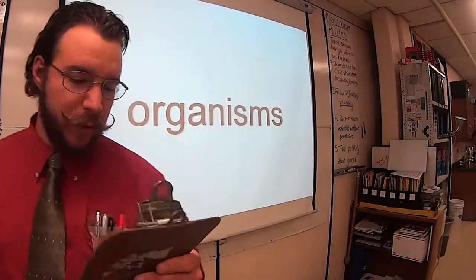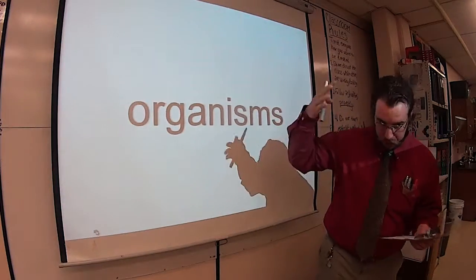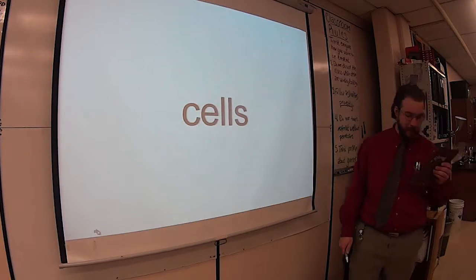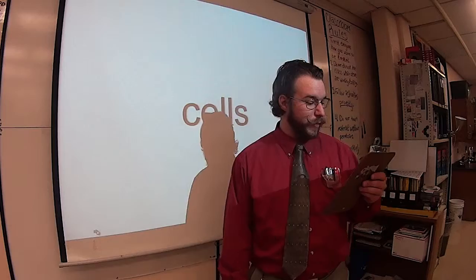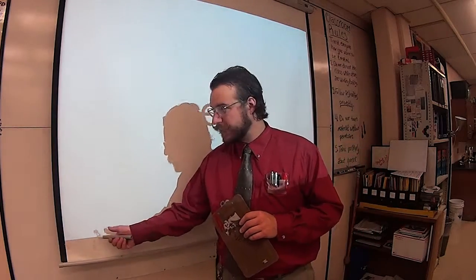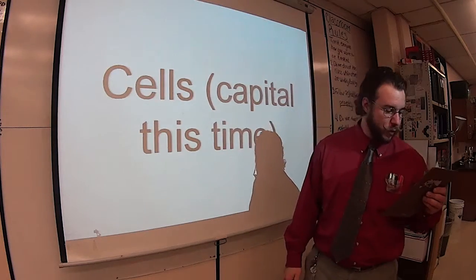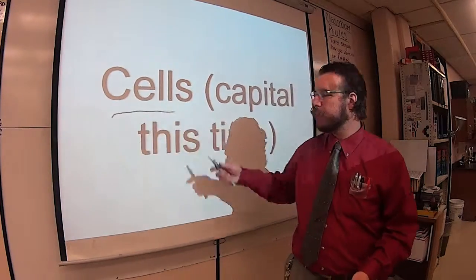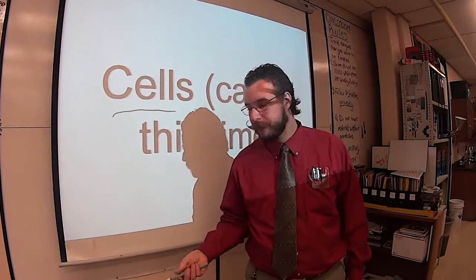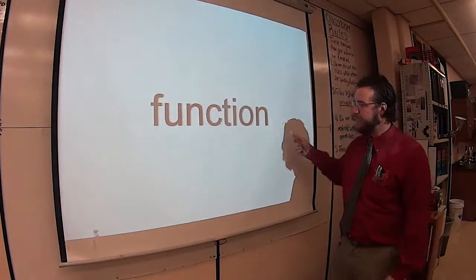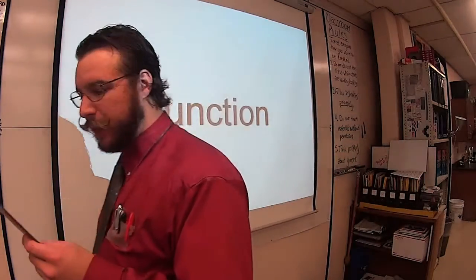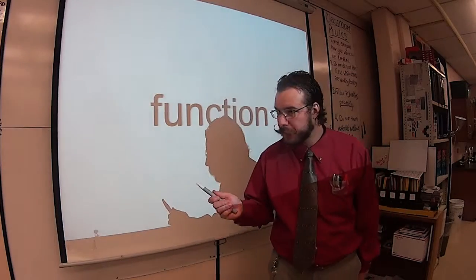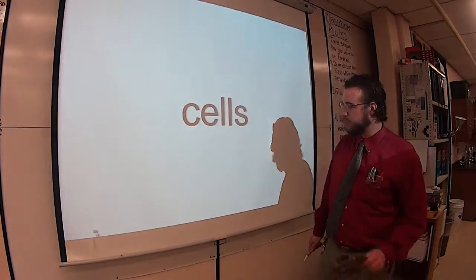Organisms must be composed of, this is our first category of life. What do they have to be made out of? That's right, cells. All living things must be made out of cells because cells are the basic unit of structure and function of living things. Cells, with a capital letter because they're starting the sentence, are the basic unit of structure and function. This is not just that they're made out of cells, but the cells actually do stuff too. All cells come from pre-existing cells.